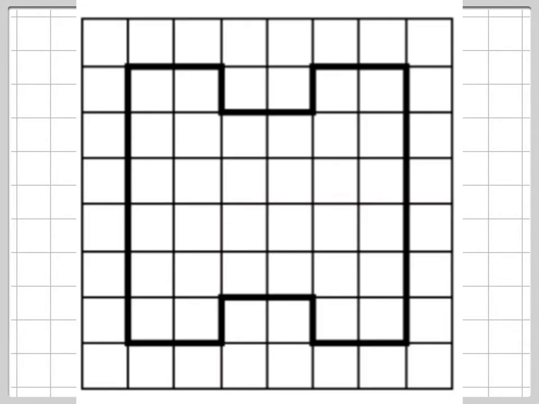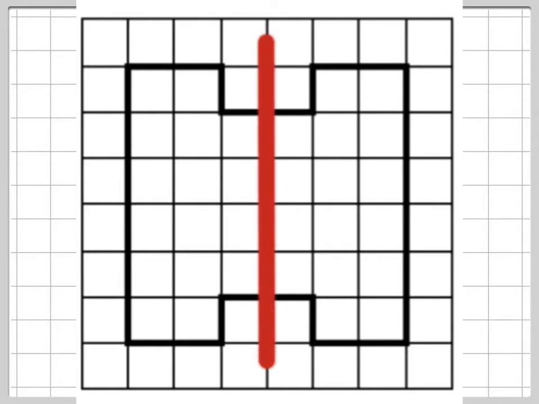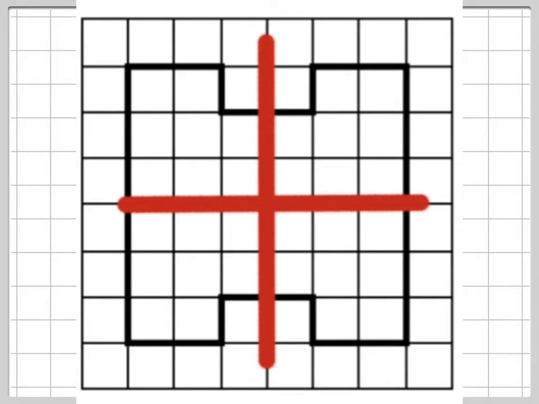Sometimes you get shapes that are not normal geometric shapes, like this H shape here, and if you were asked to put your lines of symmetry on this one, you would have 1 down the middle, a vertical one, and you would have 1 horizontal one going across the middle as well.